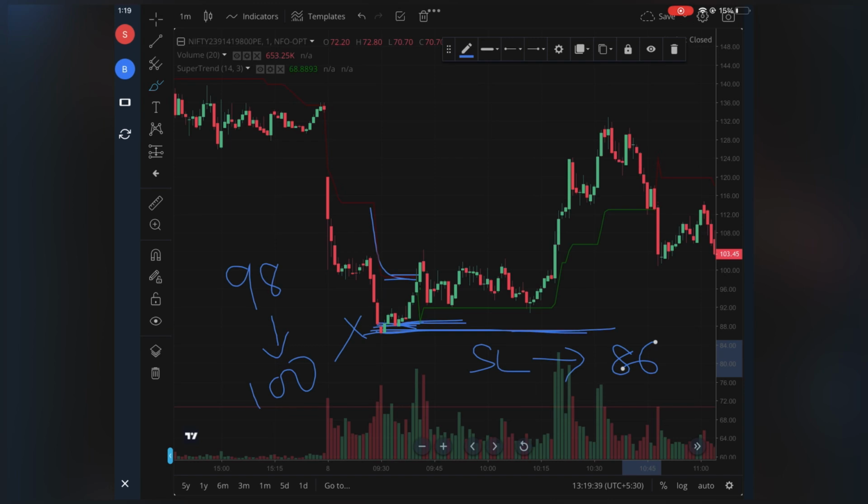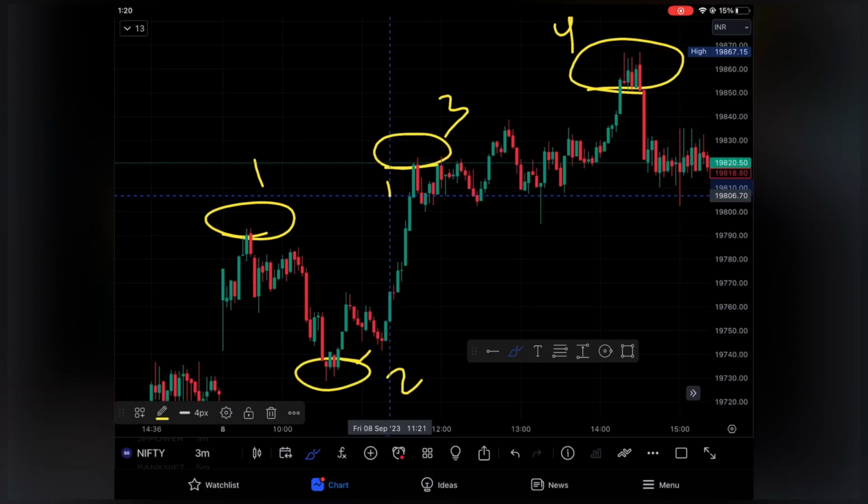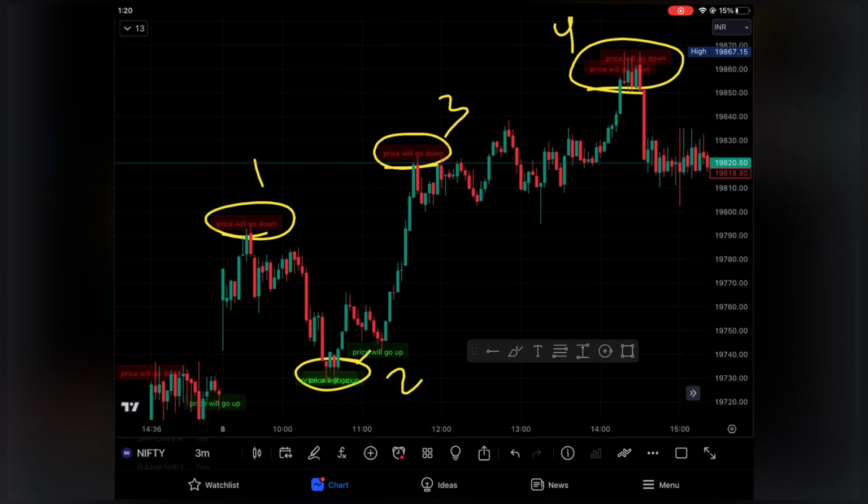And now you can see once the entry is made, it made a high of 132. The risk was around 12 points and the reward was around 34 points, which is more than double the risk. So we have seen that the first signal was a hit, we got profits. And now let's look at the second signal.